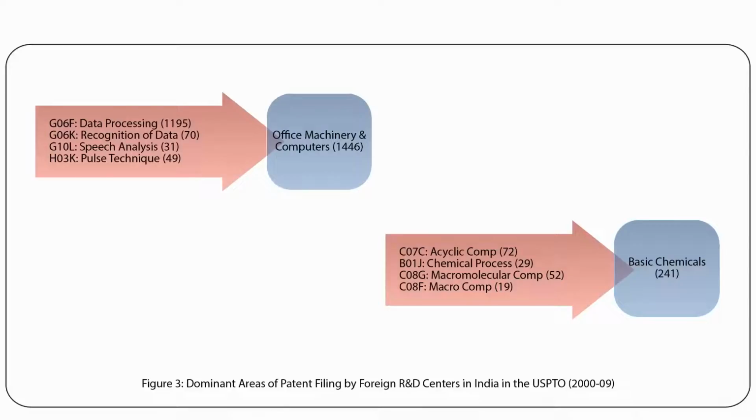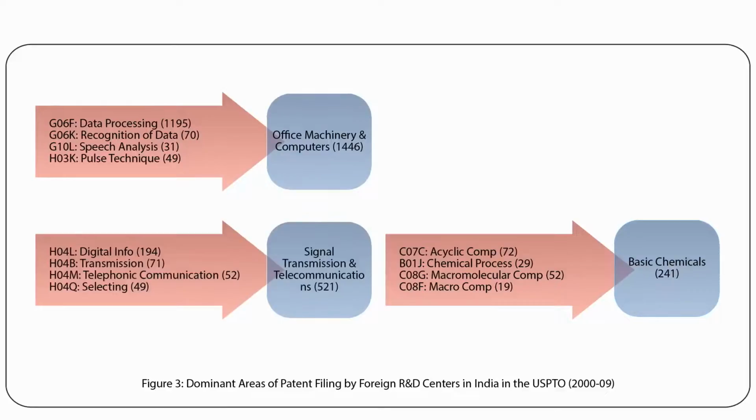This highlights the patenting activity of foreign R&D centers in India in the US Patent Office. As you know, many foreign entities have opened their R&D centers in India. It is important to see how much technological activity they are doing. Patents allow us to capture this indication. From the figure, we see the dominance of office machinery and computers in the USPTO by the foreign entities in their patent filing, followed by signal transmission and telecommunication and pharmaceuticals.